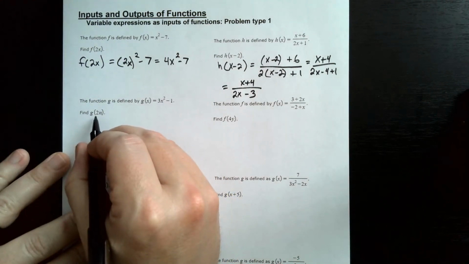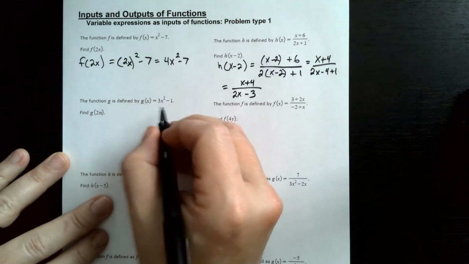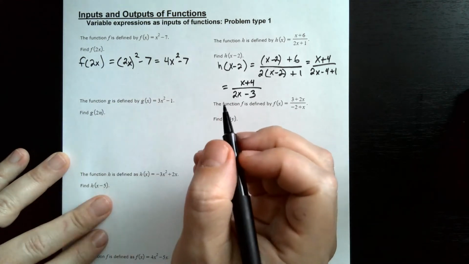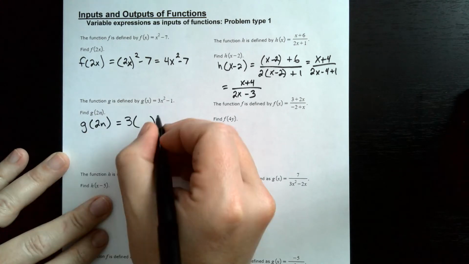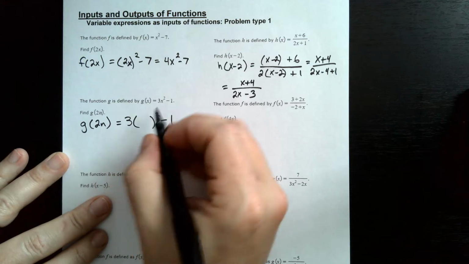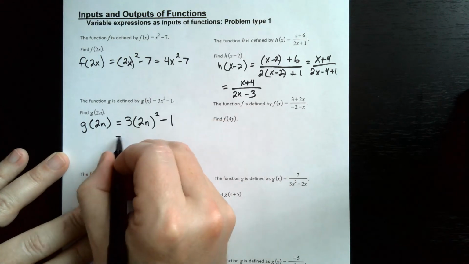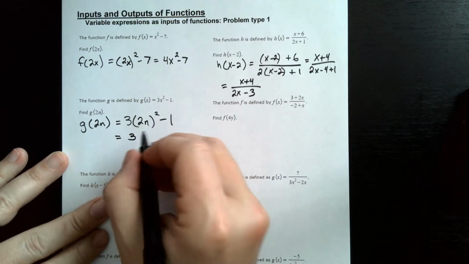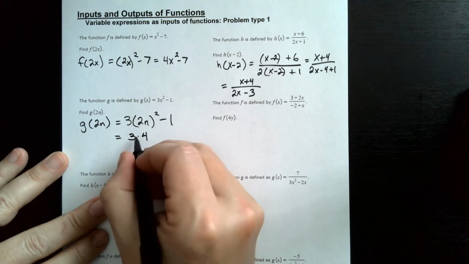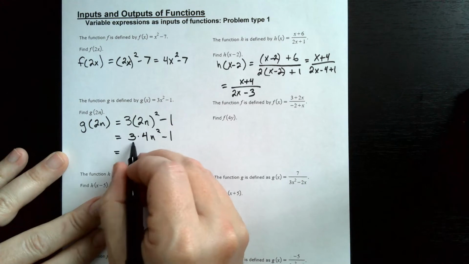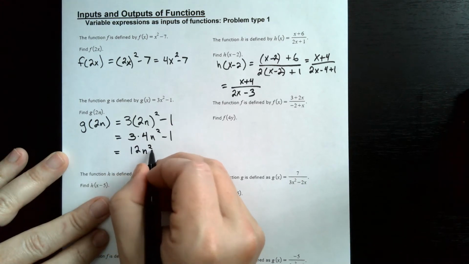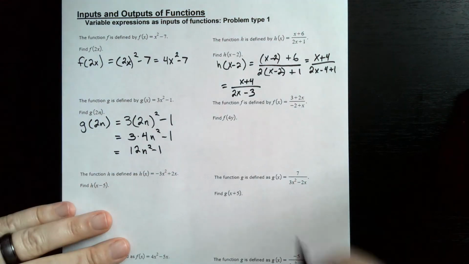It says find g of 2n. So everywhere I see an x, I'm going to replace it with a 2n. So g of 2n is equal to 3 times parentheses squared minus 1. That's this function, but instead of x I put a parentheses and I write a 2n on the inside. If I square both things on the inside, that's 4 times n squared, minus 1. So 3 times 4 is 12, giving 12n squared minus 1. Okay, let's look at this one.